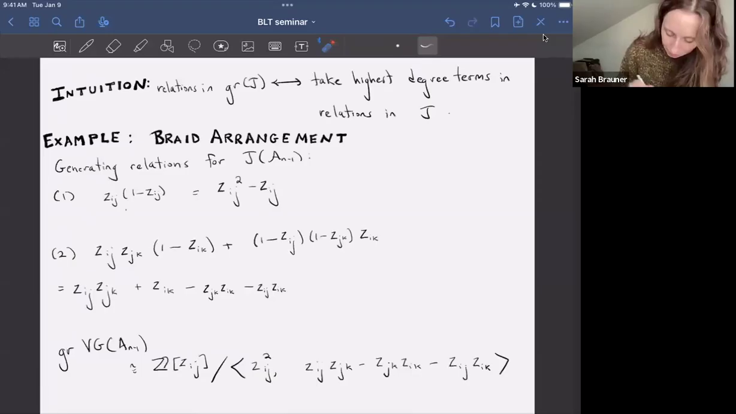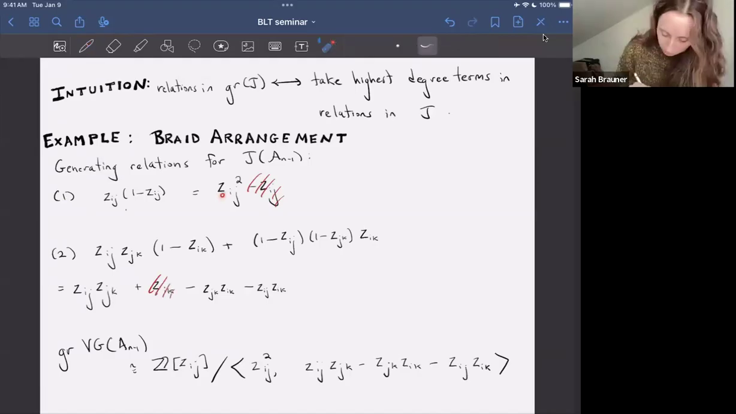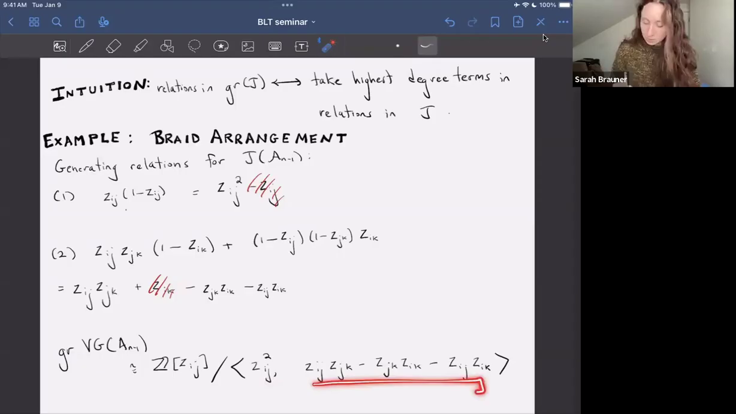In the braid arrangement, we said that these were our two relations, right? And what I'm going to do is just cross out the lower degree terms. So I would cross out this degree one term here, and again, this degree one term here. And now these relations are actually homogeneous. This is now a presentation for the associated graded ring of the braid arrangement. So I mod out by the squares of the generators and this quadratic relation here.